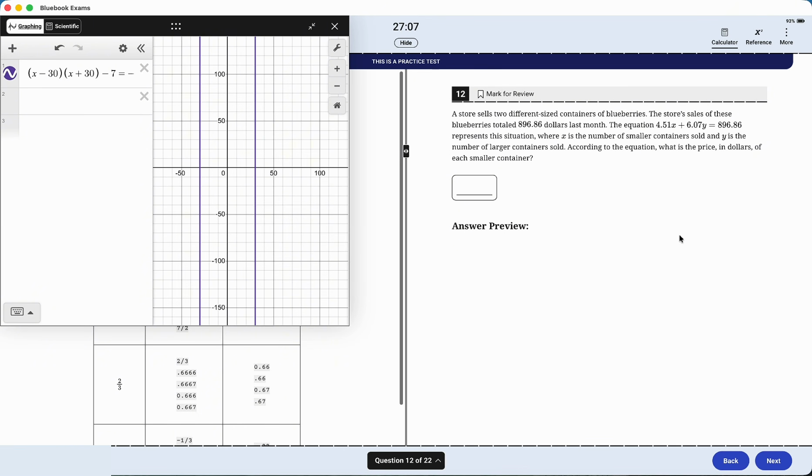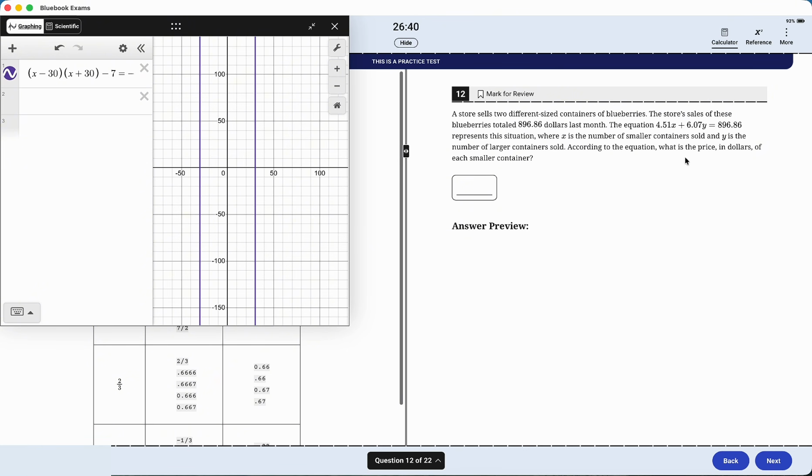Next one here, a store sells 2 different size containers of blueberries. The store sales of these blueberries totaled $896.86 last month. The equation 4.51x plus 6.07y equals 896.86 represents the situation where x is the number of smaller containers and y is the number of larger containers. You want to be on the lookout for that anytime you have variables, right? They're going to describe to you what the variables are, right? So x small, y large.